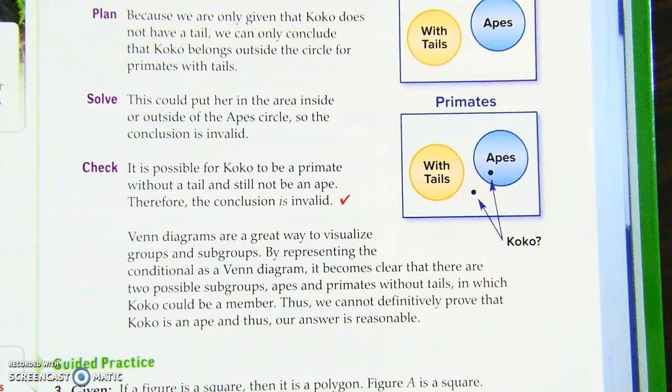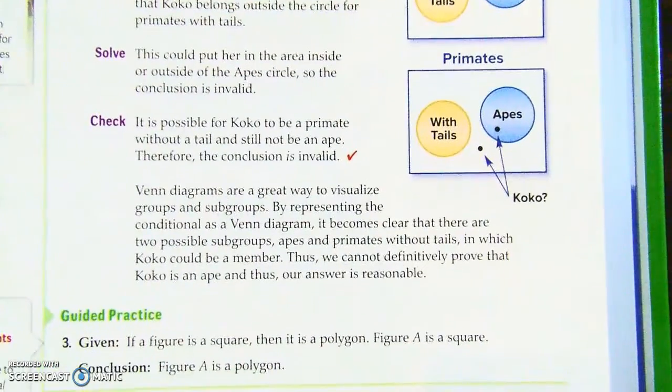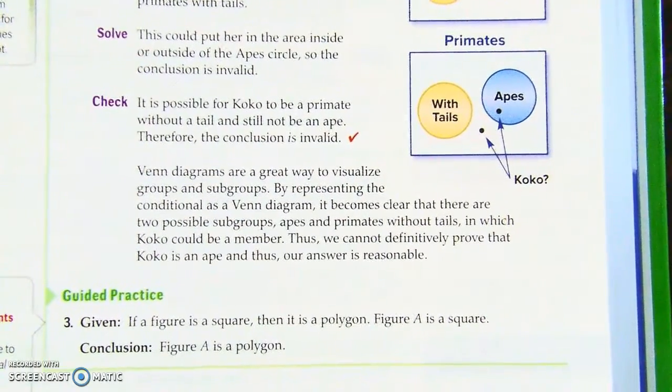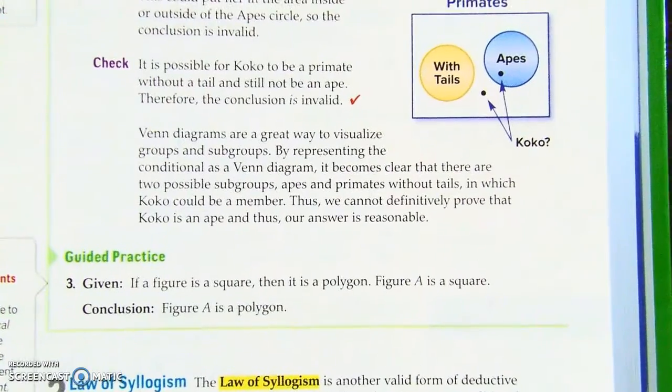Okay, so here's an example that we talked about too. What about this one? If a figure is a square, then it is a polygon. So we've got an if-then statement here. Figure A is a square. The conclusion is figure A is a polygon. Okay? So what do you guys think about that one? Is this one valid or invalid? And if it's invalid, what are we going to be doing about it?